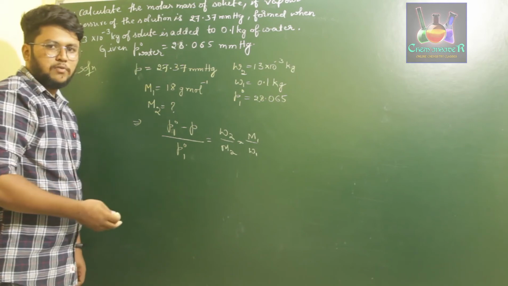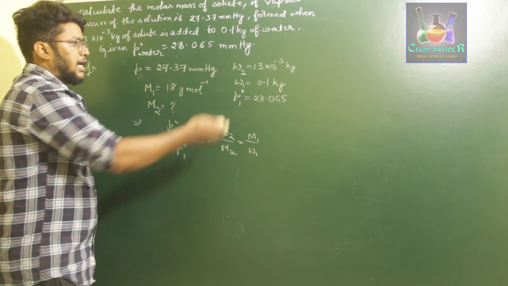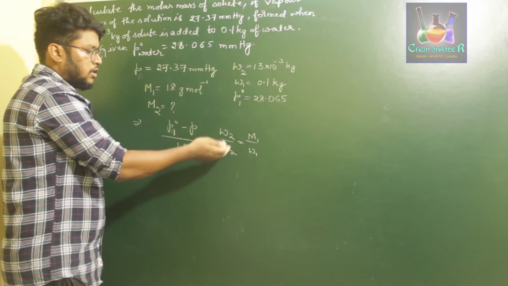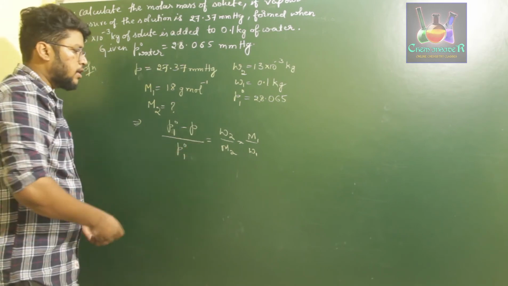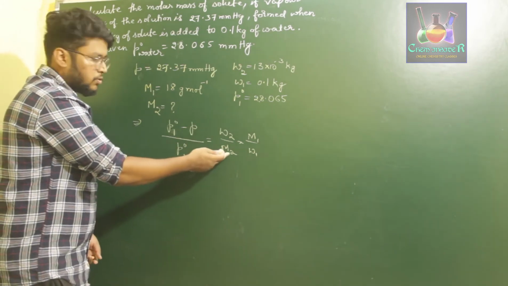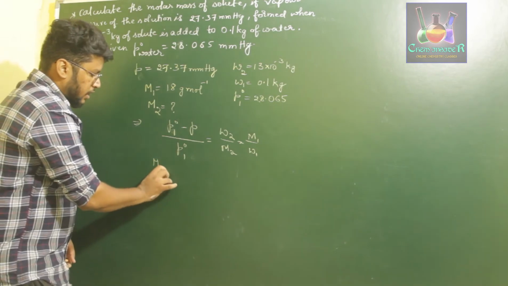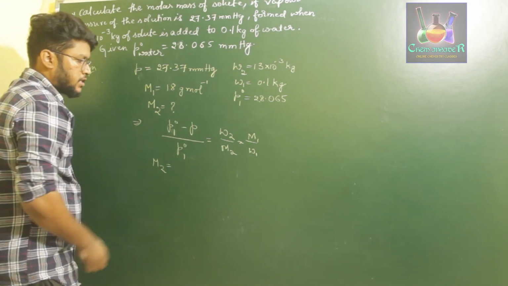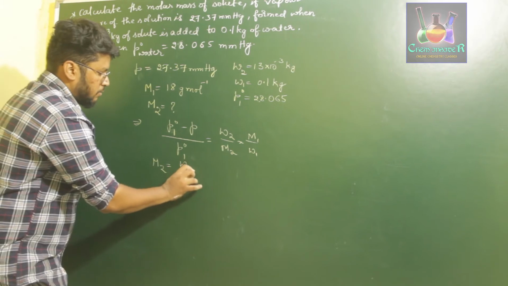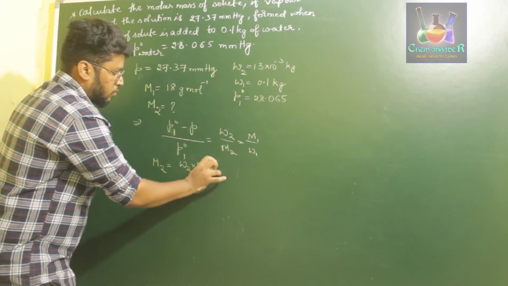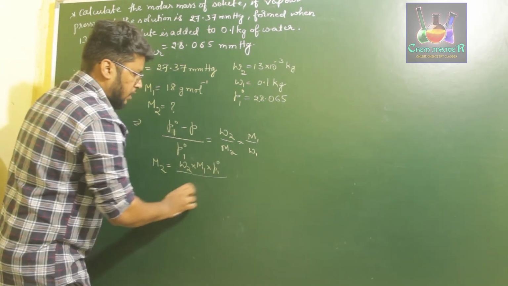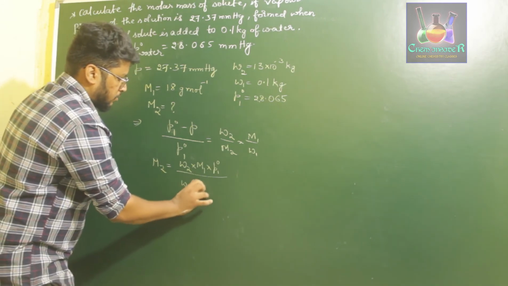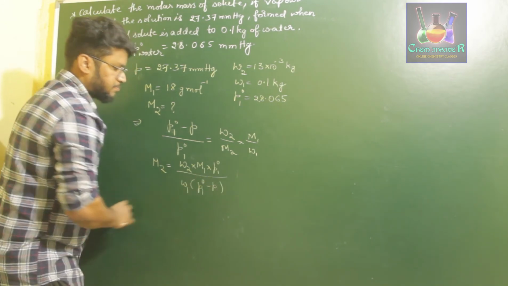Okay, it doesn't matter whether you take WA or MA, as long as you keep the same values here and here. Now we need to calculate M2. So take M2 on the left hand side, and the rest on the right hand side. That gives us W2 into M1 into P1 naught divided by W1 into P1 naught minus P.